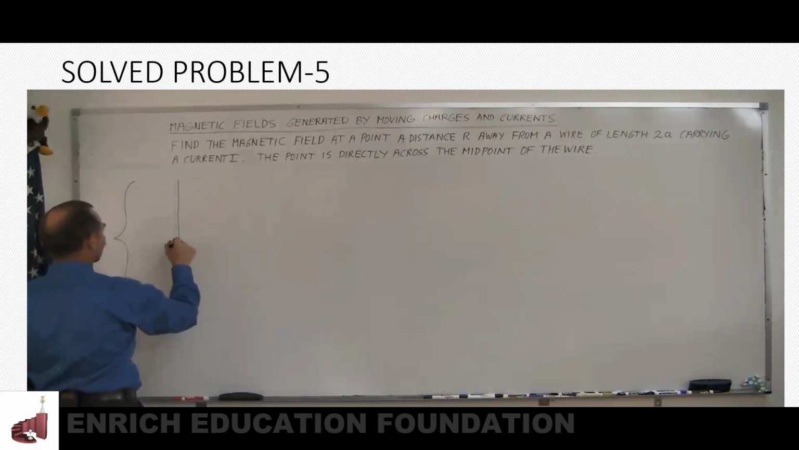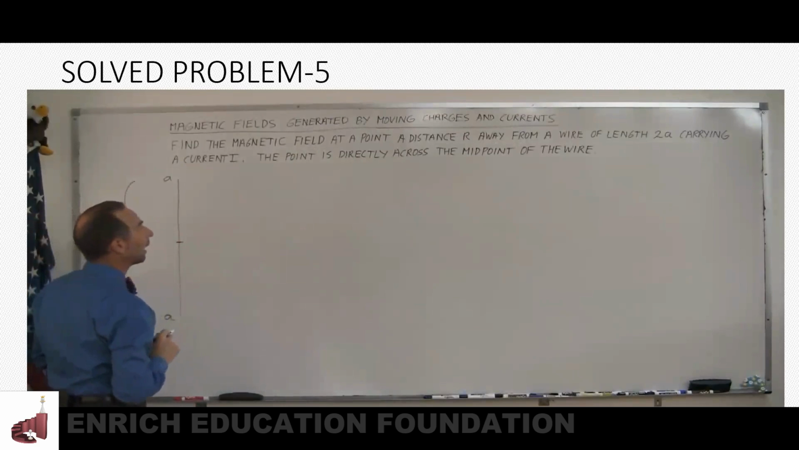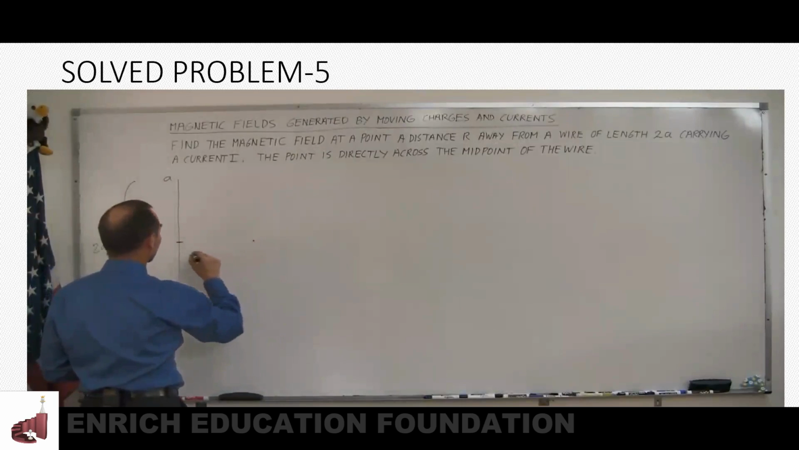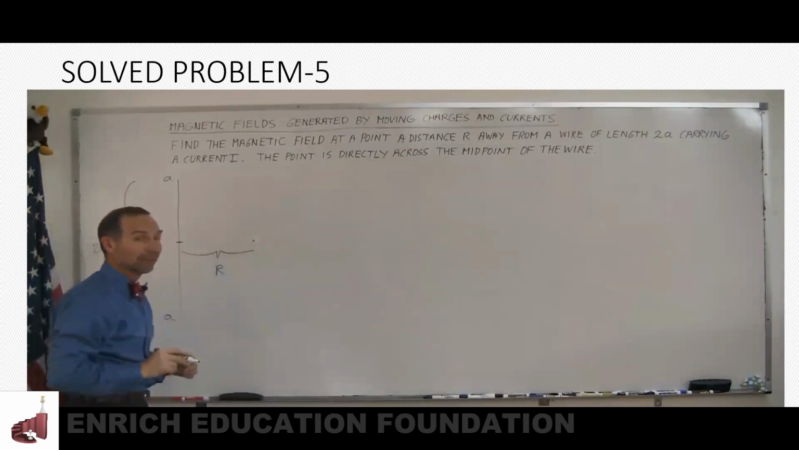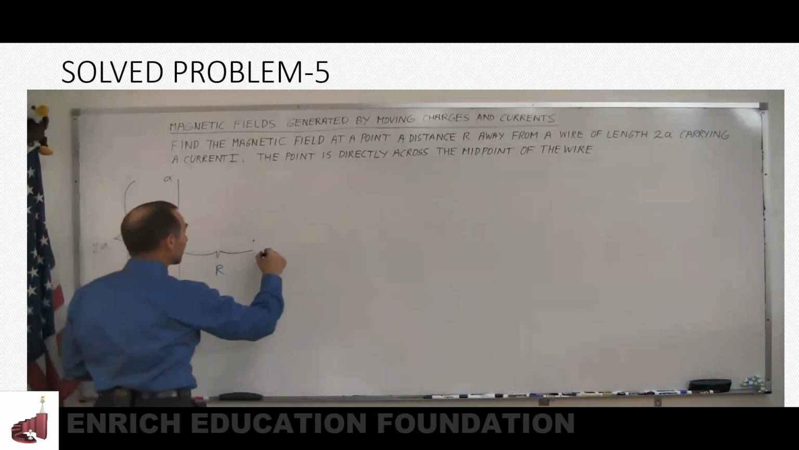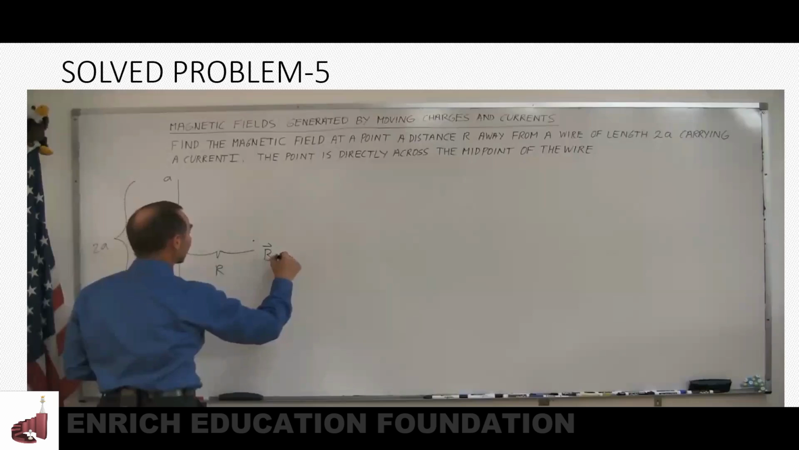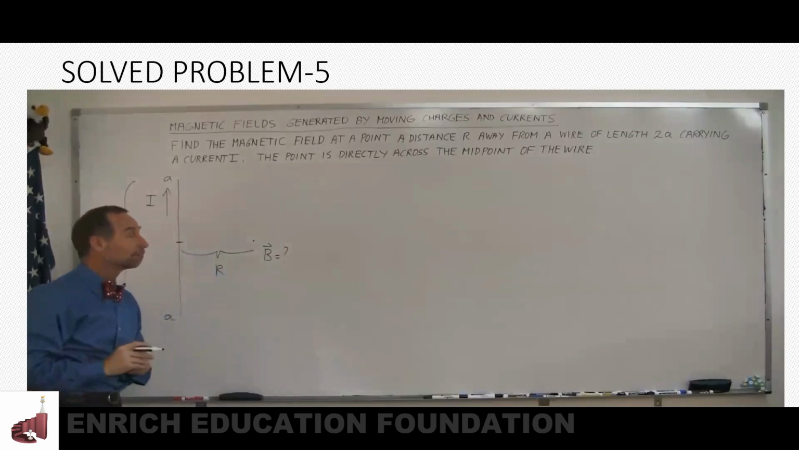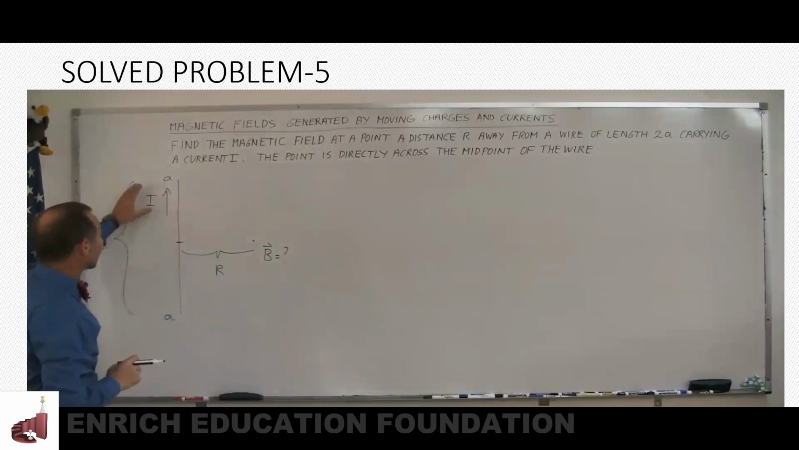Here's the midpoint. So the distance from there to there is a. The distance from there to there is a. We have the point of interest right here, a distance R away from the wire, directly across from the midpoint. And the question then is, what is the magnetic field equal to over here? And of course, we have a current-carrying wire, so let's say there's a current I of that value right here, in that direction.